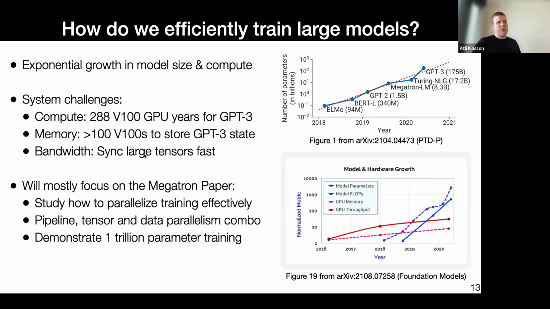What I'm mostly going to be focusing on here is this paper that came out a few years ago called Megatron, which studies different ways of parallelizing this problem to train these large models effectively. They go up to 1 trillion parameters, which is 5 times larger than GPT-3.